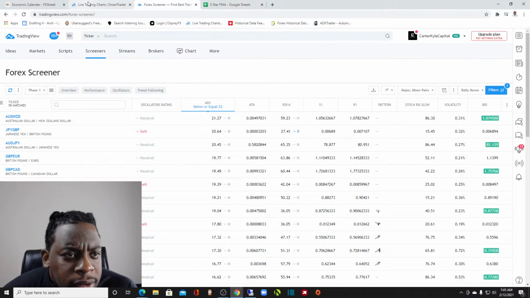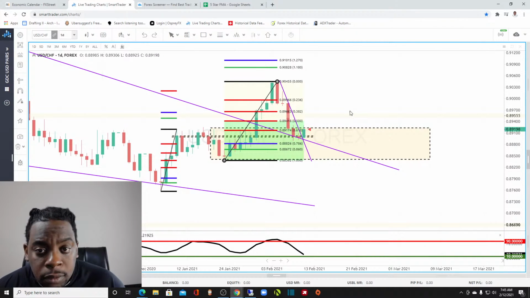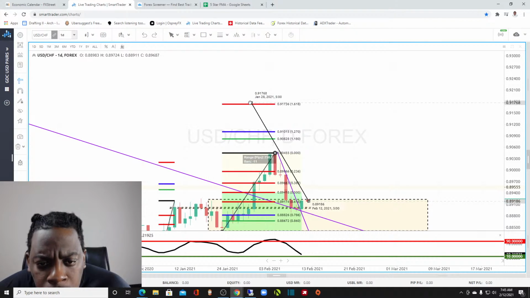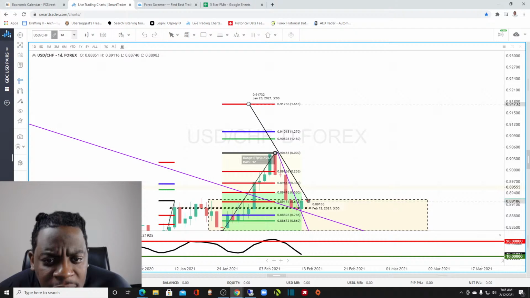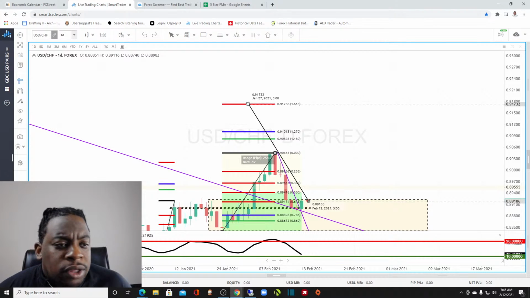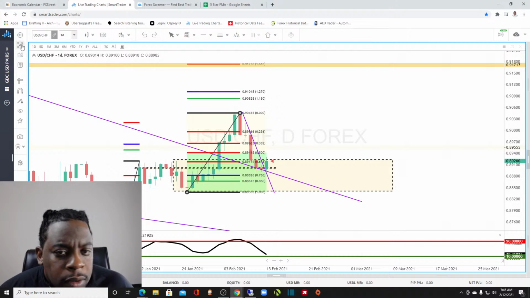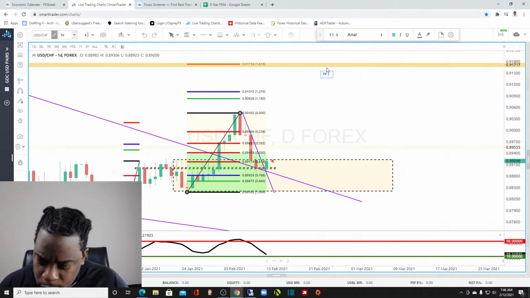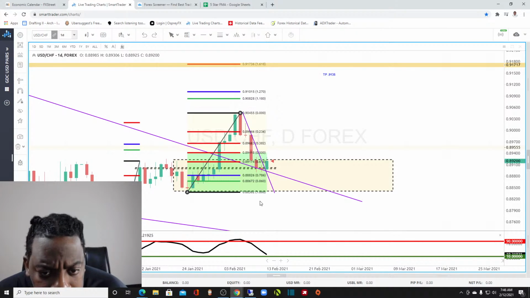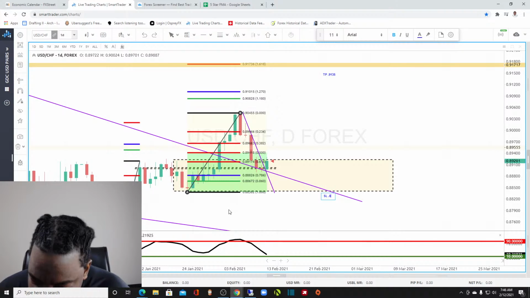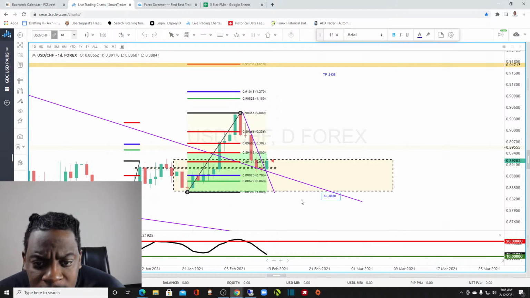And our reward that we're going after would end up being, I'm going to say 255 pips. We'll end up going 0.9135. So take profit 9135. Stop loss, 88.30 is the stop loss.